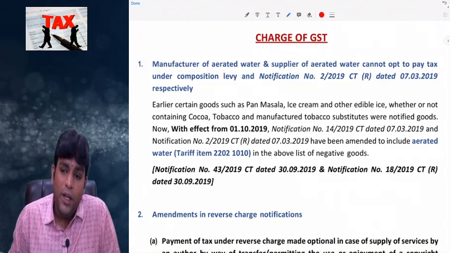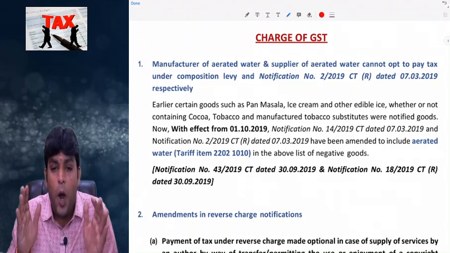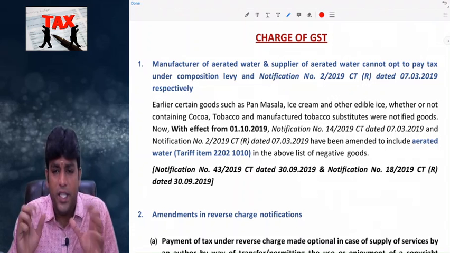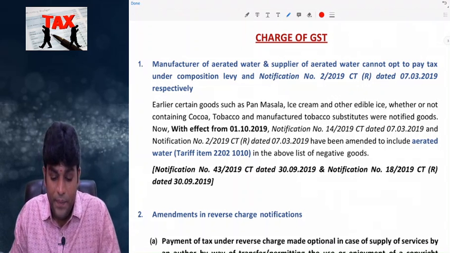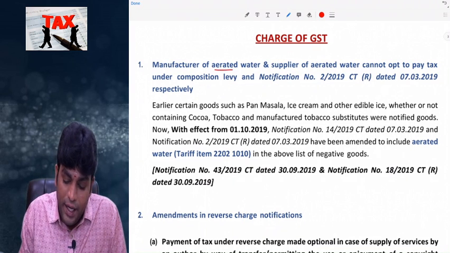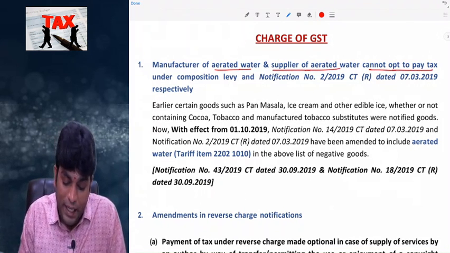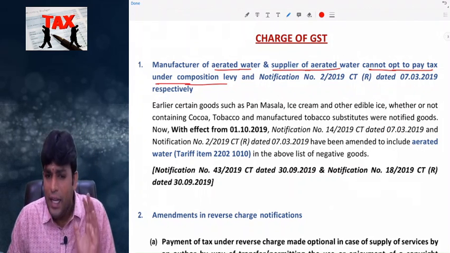Now, there is also an important concept in charge of GST that is in relation to the topic of composition scheme dealt by section 10. Now, in this context, there are some amendments done. Let's look at that. See now. Manufacture of aerated water and supplier of aerated water cannot opt to pay tax under composition levy. Now what does that mean? Let me explain to you.